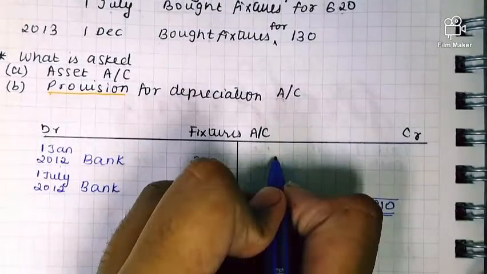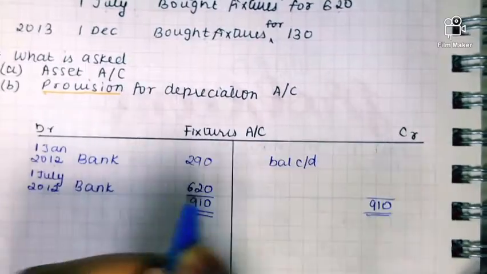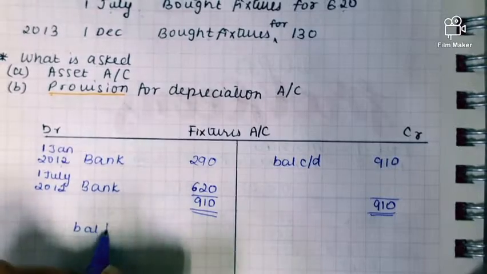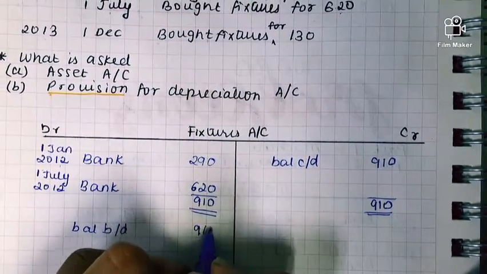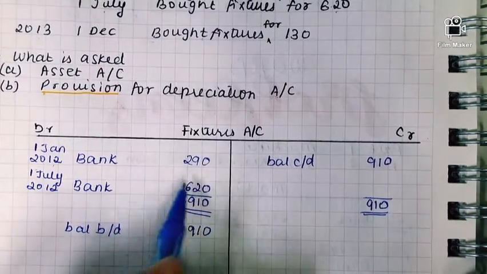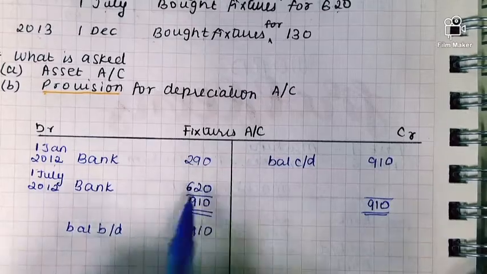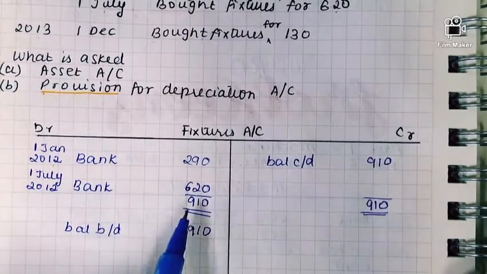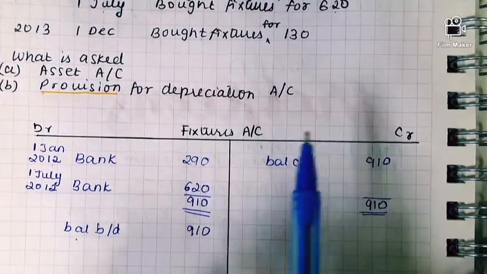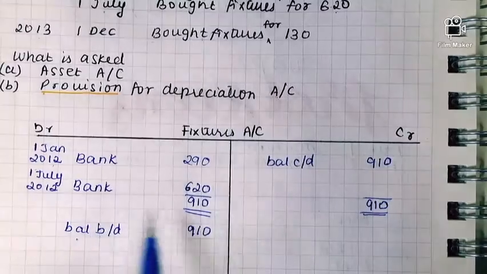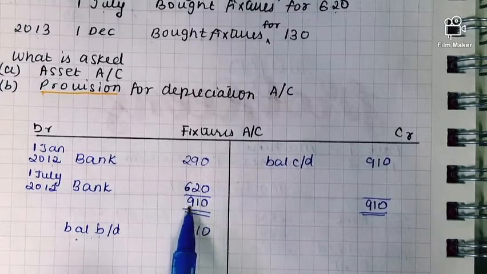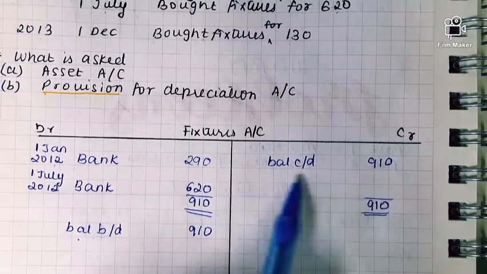So balance carried down is 910, and balance brought down is 910. Balance brought down, remember, is always on the heavier side. So this side had the most amount of numbers. This one was empty. So the balance brought down is always on the heavier side, and balance carried down is always on the opposite side of this. So we write 910 everywhere because there was no other number here.